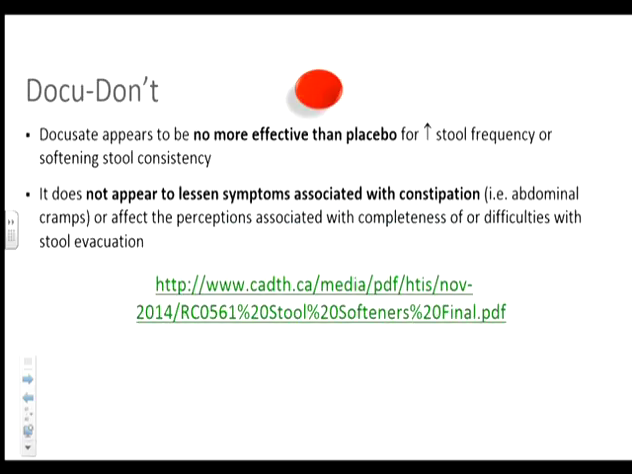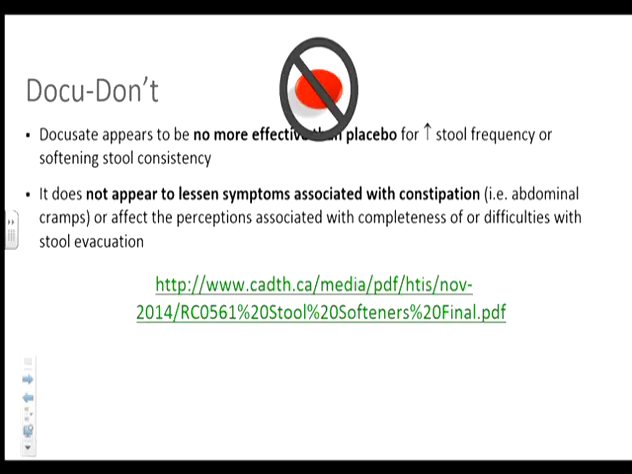And I like to tell everyone, don't. No Docusate. Why? Well, Docusate appears to be no more effective than placebo for increasing stool frequency or softening stool consistency. And everyone's taking it because they're constipated, generally in my experience. So it does not appear to lessen symptoms associated with constipation, for example, abdominal cramps, or affect perceptions associated with completeness of or difficulties with stool evacuation.